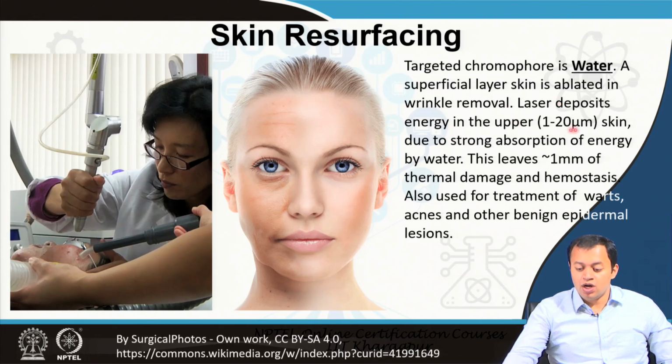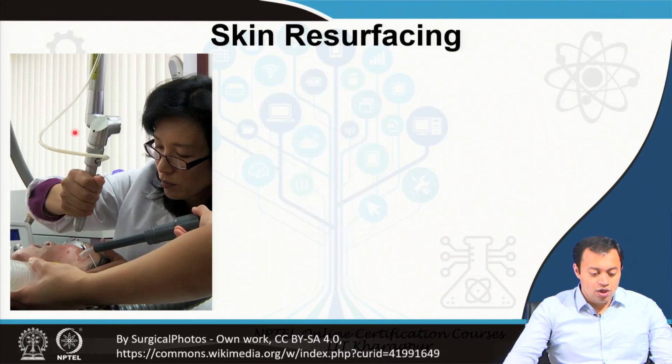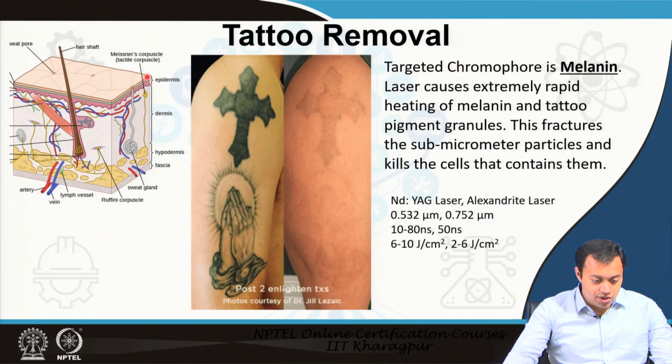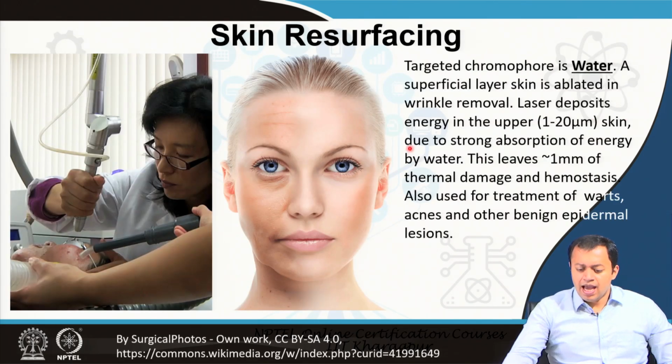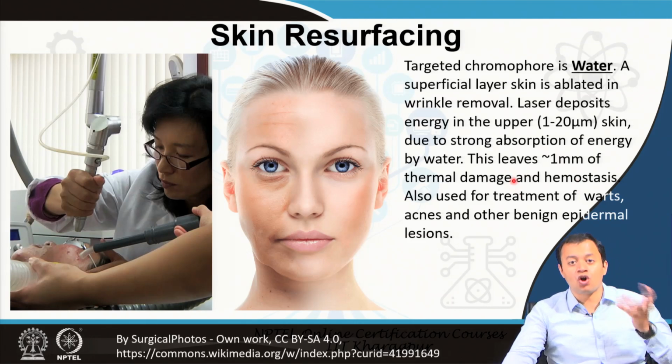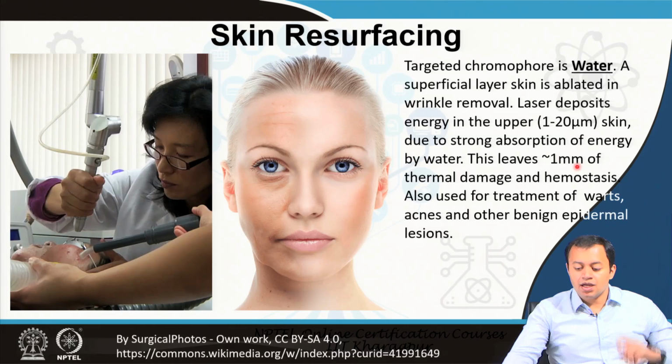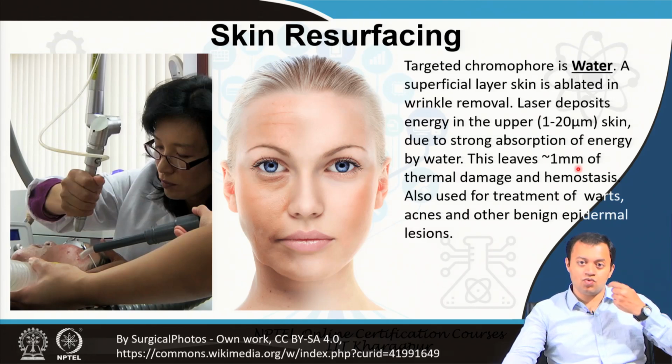Laser deposits energy in a 1 to 20 micrometer layer of the skin. So 1 to 20 micrometer, just a very thin layer. One or two layers of the epidermis are being removed here as such, and this evaporates the water. This also damages the skin, but the upper layer, and it leaves thermal damage and hemostasis, that is clotting basically, to a 1 millimeter area of your skin. So thickness wise, around 1 millimeter of the skin gets damaged.